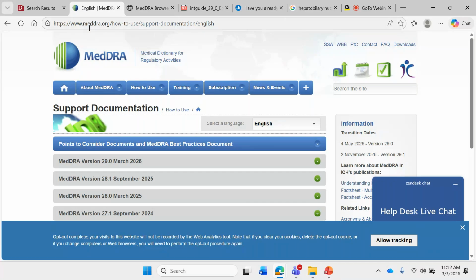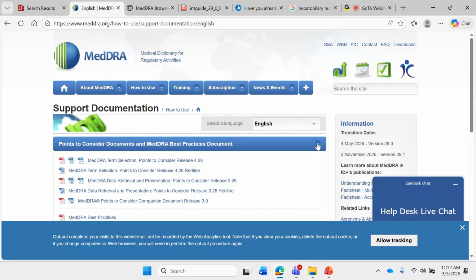Okay, so from the website, you go to meddra.org, and very neatly and very conveniently, we have a tab under the support documentation, which is specifically for all of our PTC documents. And under that, the one we're discussing today is the MedDRA term selection points to consider document. And of course, you have the others, the MedDRA data retrieval and presentation PTC document. You have the MedDRA PTC document, which is also the companion document. Okay, so now we know how to get to that from the website.